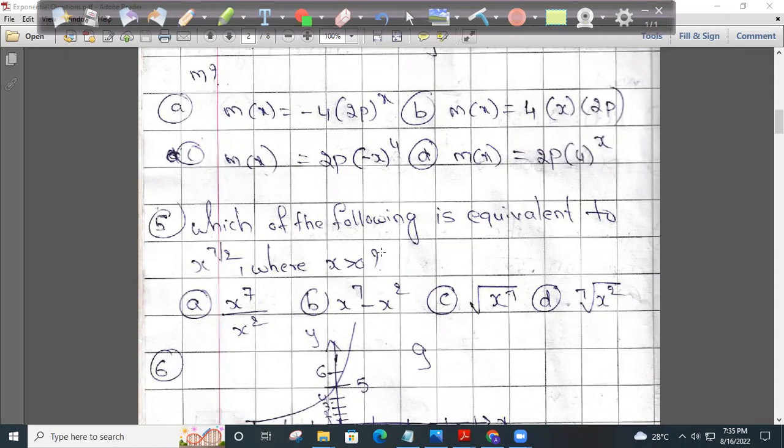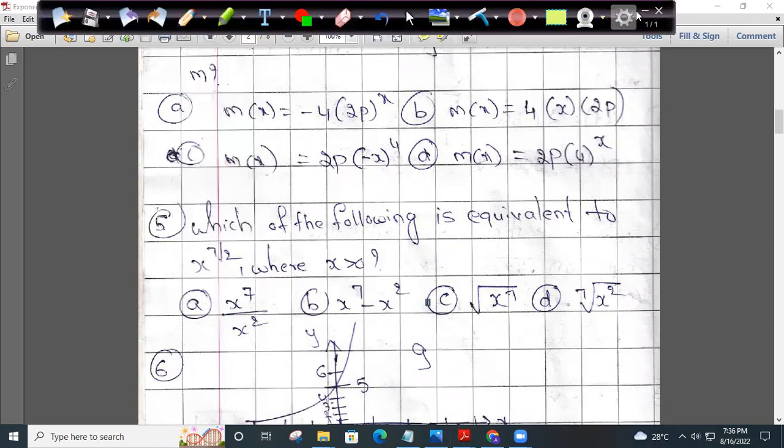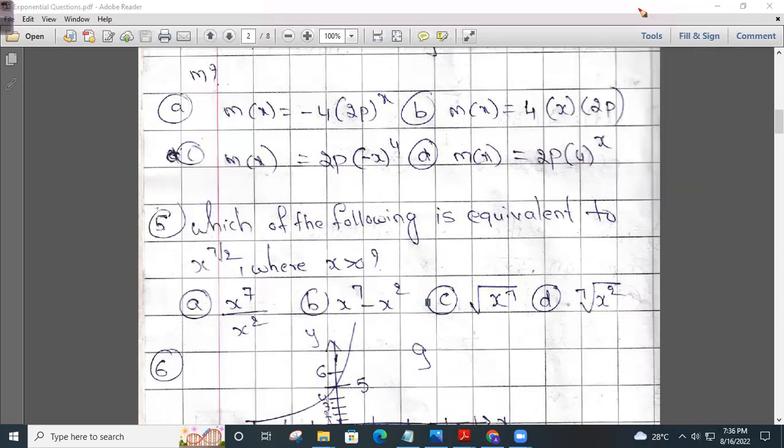Which of the following is equivalent to x power 7 by 2, where x is greater than 0? So if I'm the student, how simply will I solve this? Everyone should solve. Type your answer in the chat box. So many are giving answers. Very good, very good. Most of you have given me an answer.